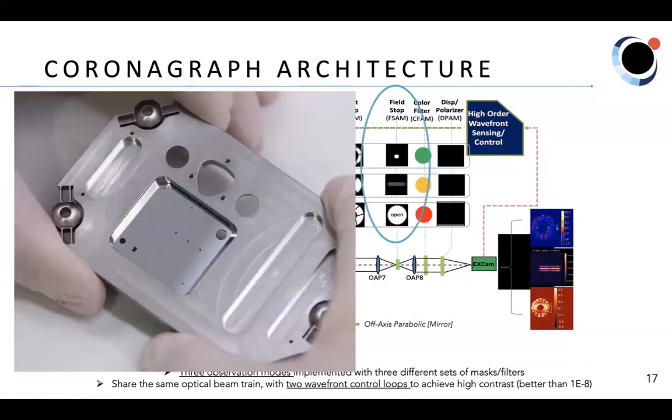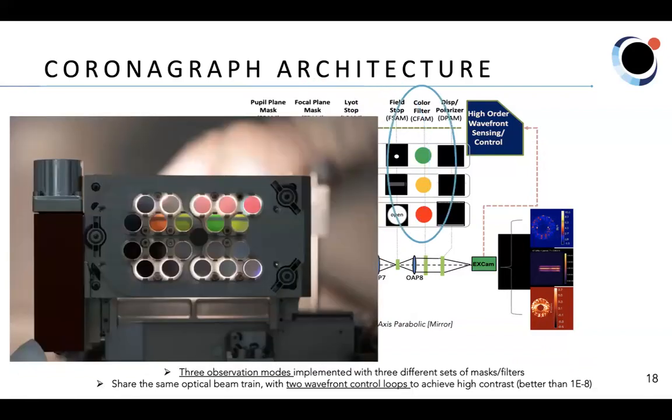Here are our field stops, our FSAM. We have a variety to choose from as well. It's really incredible how tiny all this stuff is on this grand piano, or baby grand piano, of an instrument. And then here's our pretty color filter image. I have to always show this because it just looks cool, with all the lighting back there. Those are all the various color filters we have on board.